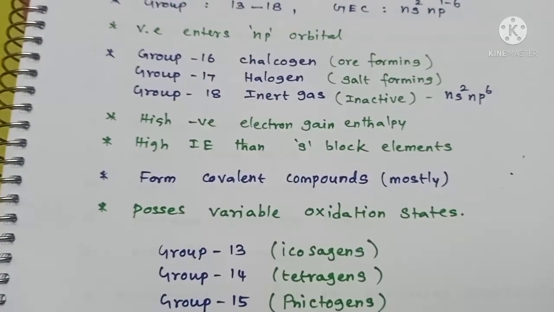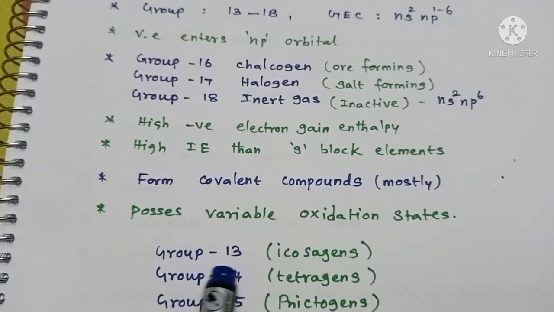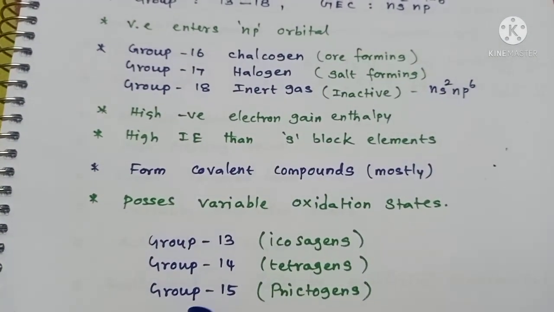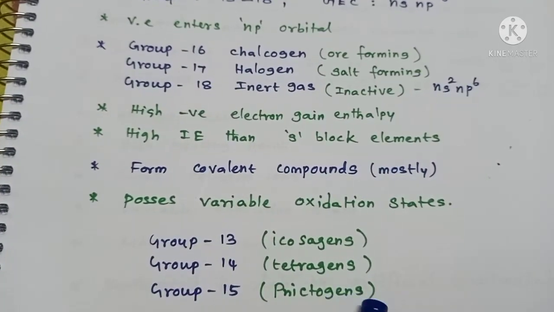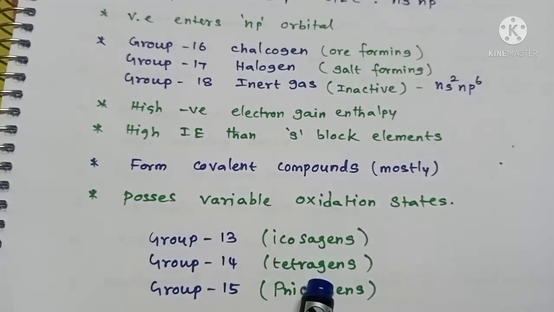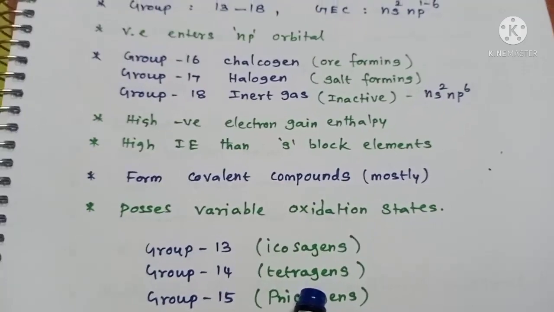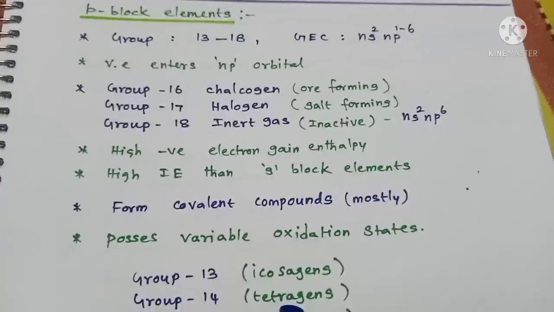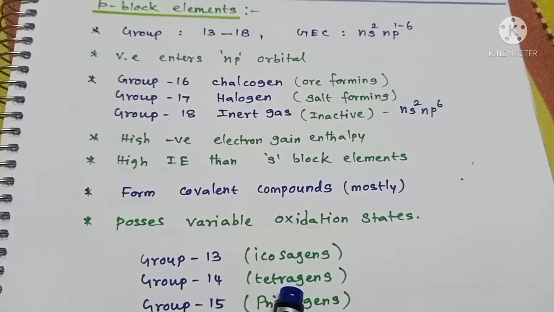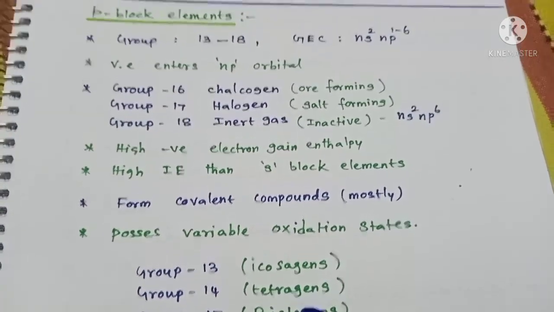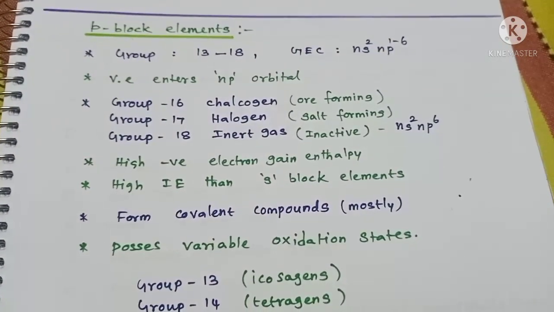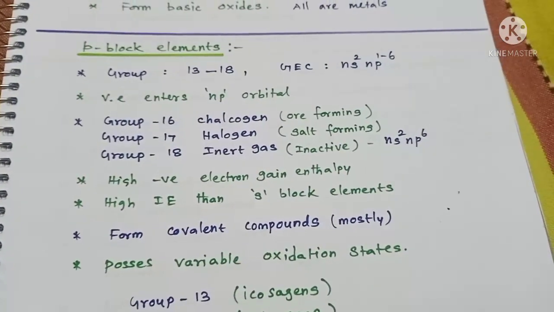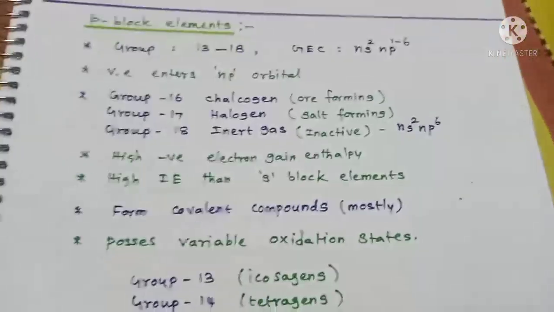Then the other name for group 13 is icosagen. Group 14 is also called tetragen. Group 15 is also called pnictogen. So these are the other names for group numbers 13, 14 and 15. Okay, right. Then s block and p block elements together are called main group elements. There is no separate name for s block and p block separately, but together they are called main group elements.